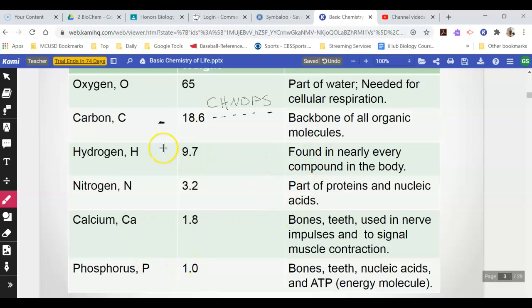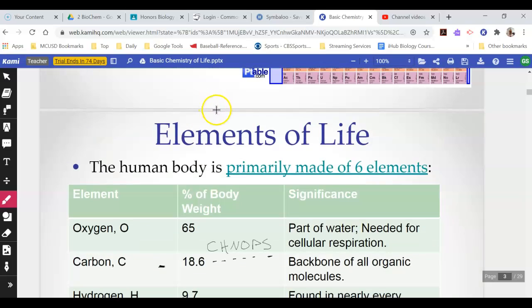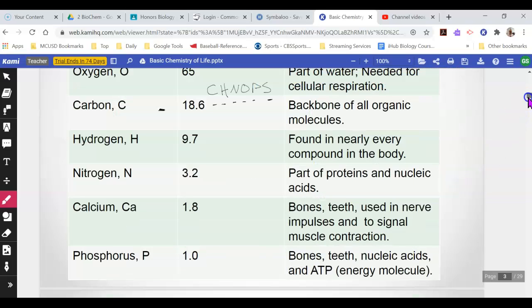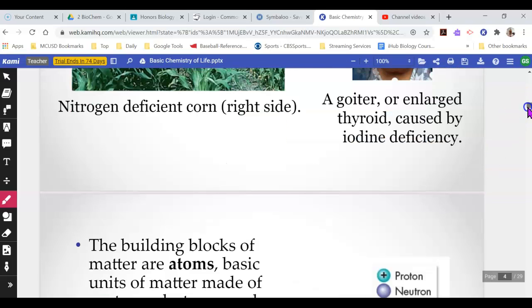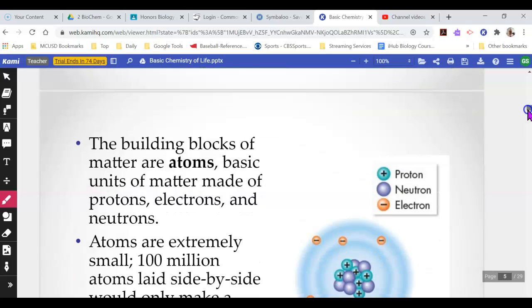And again, you want to list out the name of the element, its symbol. This would be the percent of your body weight. And then what is the significance? So you want to fill out your chart there. And you got some examples of why they are important.